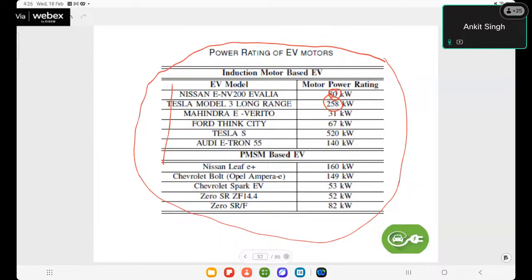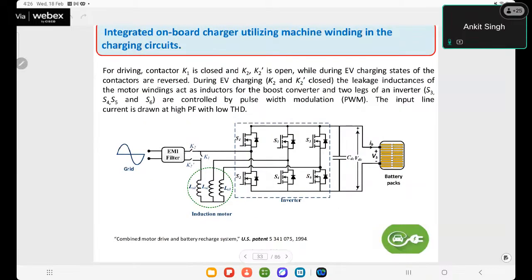So the first configuration I will show here requires some mechanical switch or on off switch. We can see this configuration. Switch K2 and K2 dash are closed during the charging operation, and K1 is open. So we will connect a single phase grid. This is the DC to AC converter, which will now act as a rectifier during the charging.